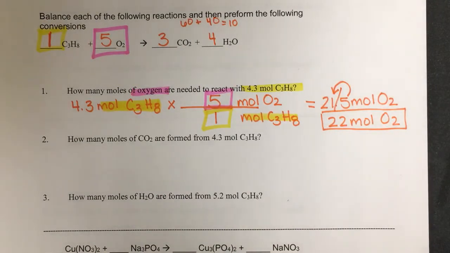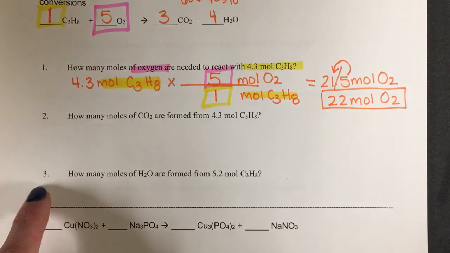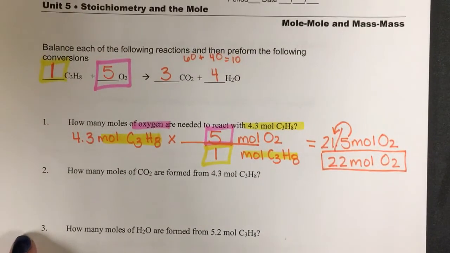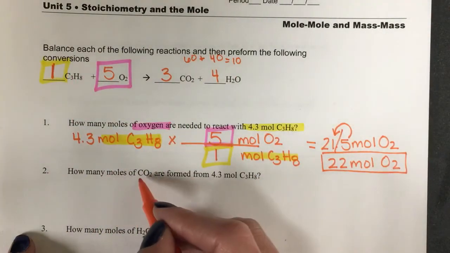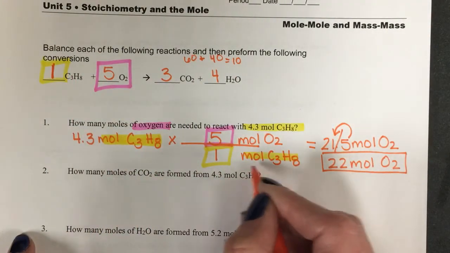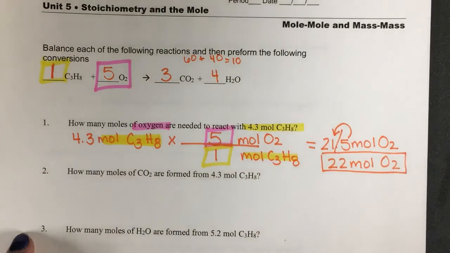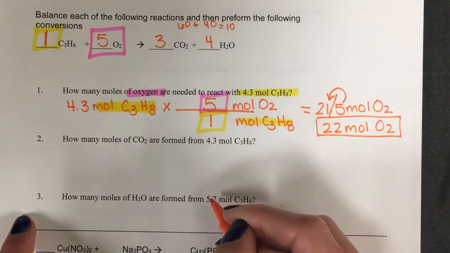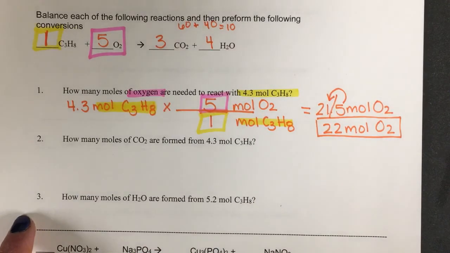So take a second, solve problem 2 and solve problem 3. Remember, you're getting your information from the equation up here. So number 2, I'm changing from C3H8 to CO2. Number 3, I'm changing from C3H8, this time my number in front changes, to H2O. Okay?